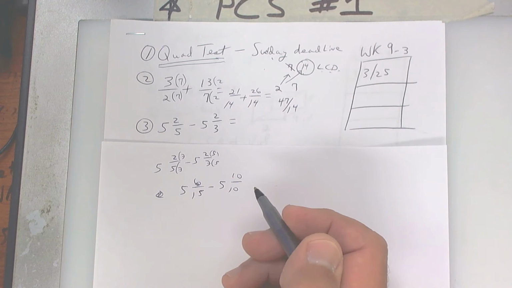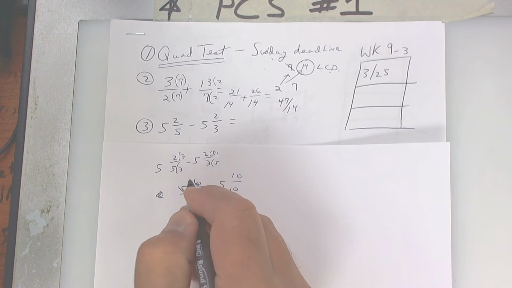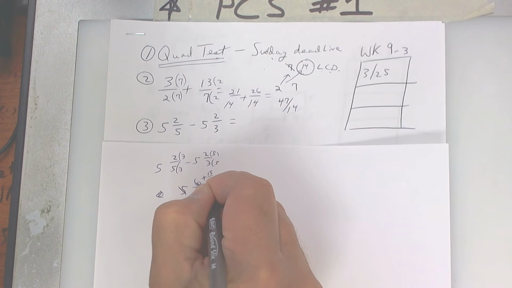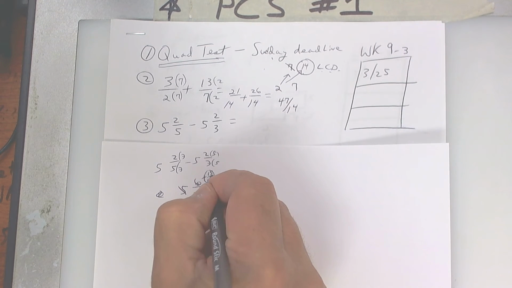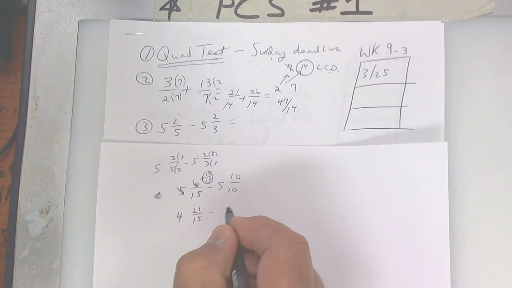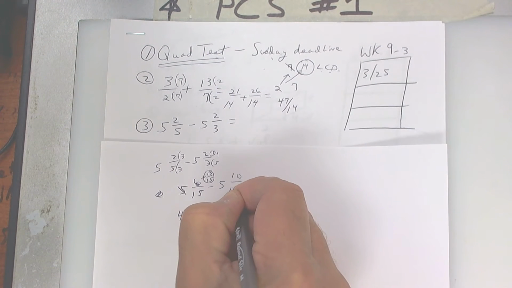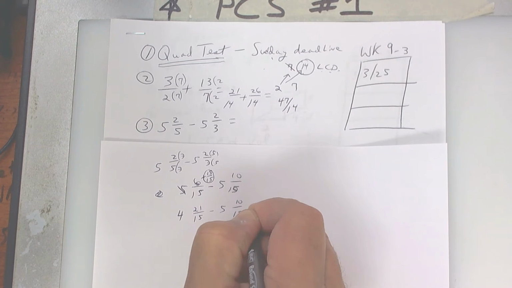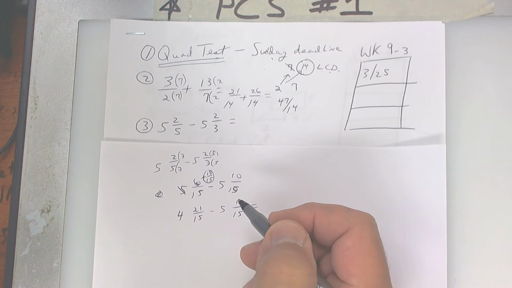Now, the way I do it is I borrow 1 from here and make it 4, and I add 15 over 15, which is the one I borrowed. So 15 and 6, so I get 21 over 15. This is really the best way to do it. And this should be a 15 right here. Now you can go ahead and subtract.